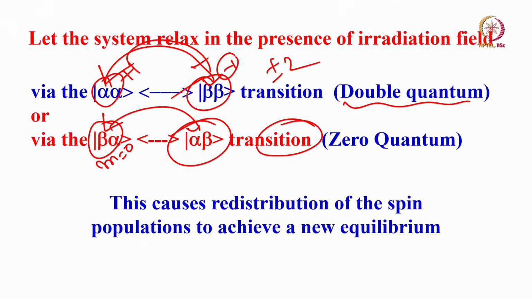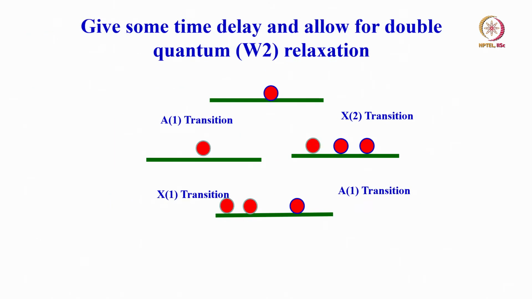Let us see what happens if I do this. If this can happen, there could be redistribution of spin population to achieve a new equilibrium. Earlier we saw one type of equilibrium when the spins relax through single quantum pathway. Now let us see with this whether there is any redistribution of spin population which is different from what we observed. Let us see that.